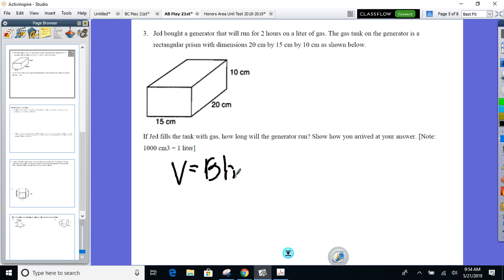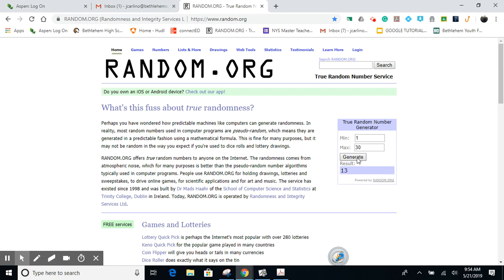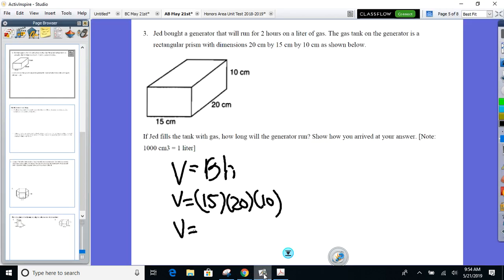So what's the base here as it's drawn, Nico? What are the dimensions of the base as it's drawn? 15 and 20. And then what would be the height if I use 15 and 20 as the base? 10. Yep. What's my volume of this generator? 3,000 cubic centimeters.